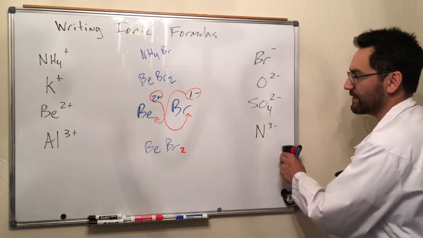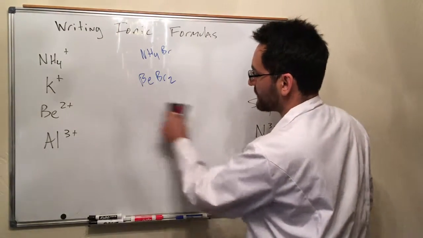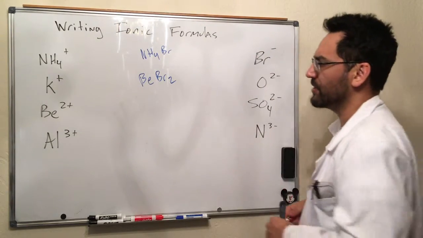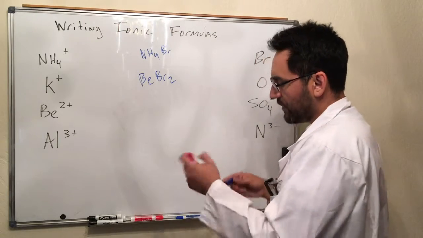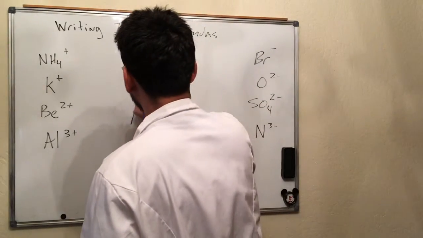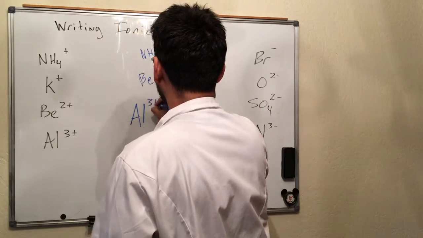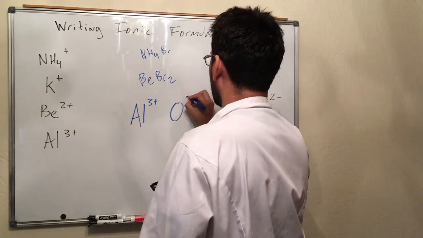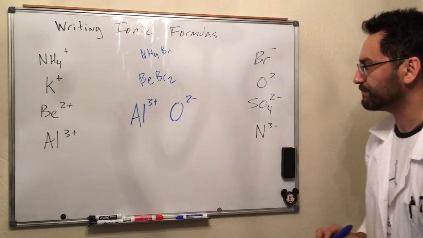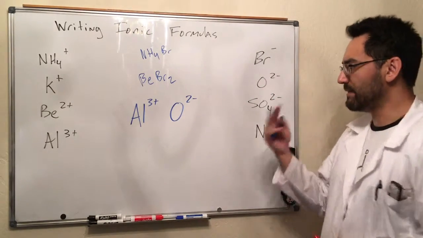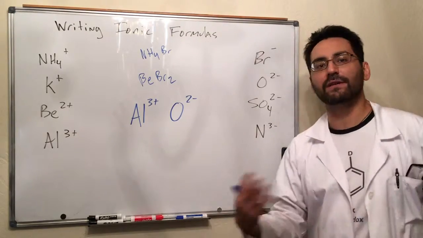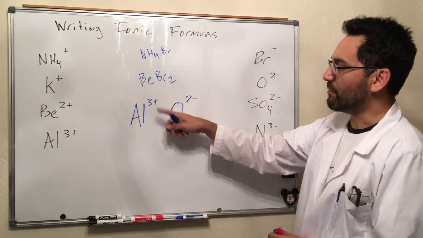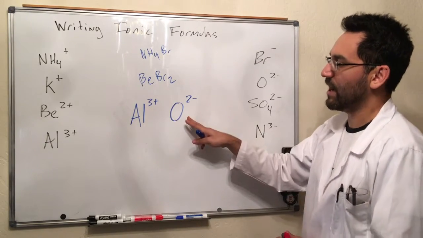Now let's try it again. Let's try it with a different one. This cross, it's not really canceling, I don't know what to call it, just switching the charge from one side to the other. Let's do aluminum and oxygen, O2, 2 minus. Okay, you might look at this and say, well the lowest common factor here is 6, right? So I probably need 2 aluminums and 3 oxygens.